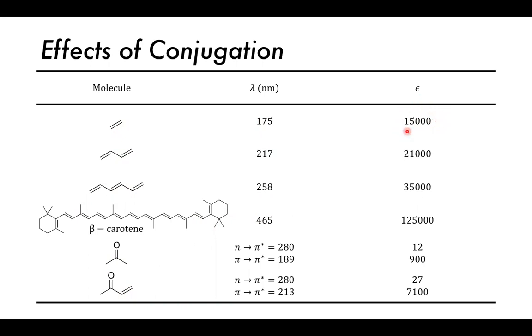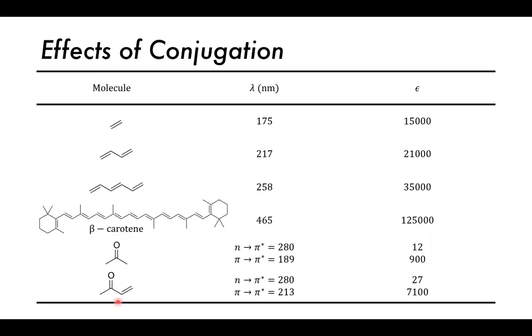So the strength of absorbance, epsilon, is about 1500 for ethylene. But as we move towards beta carotene, where there are so many more double bonds, we can see that we've maybe got almost a factor of 10 stronger absorbance.